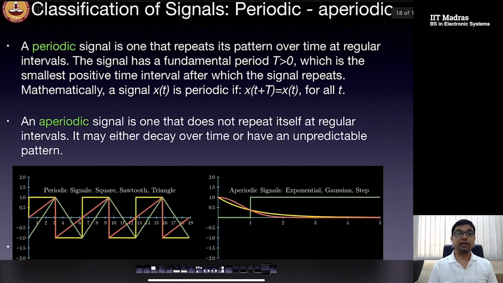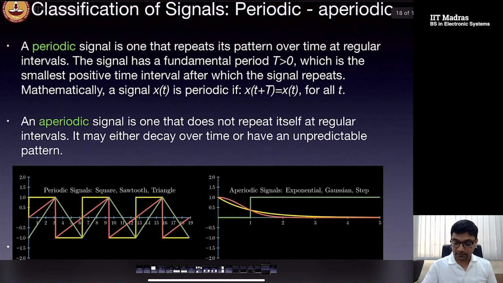Signals could be periodic and aperiodic. A periodic signal is one that repeats its pattern over a regular time interval. It has a period, like a 24-hour cycle or a week cycle is a periodic one. And this has a fundamental period T that is fixed, which is greater than 0. This is the smallest possible time interval after which the signal repeats.